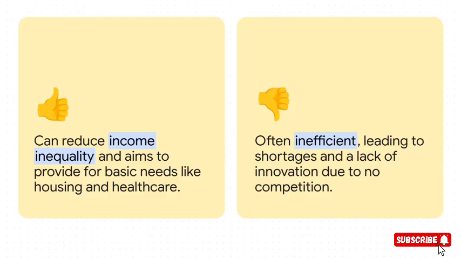Now, of course, there are always trade-offs, right? The goal behind this system is often pretty noble: to shrink the gap between rich and poor and make sure everyone gets the basics, like a roof over their head and healthcare. But the reality can be a whole different story. These systems are often wildly inefficient. When there's no competition and no real profit motive, there isn't much reason to get creative or make things better. And this often leads to huge shortages of the stuff people actually want and giant piles of stuff they don't.